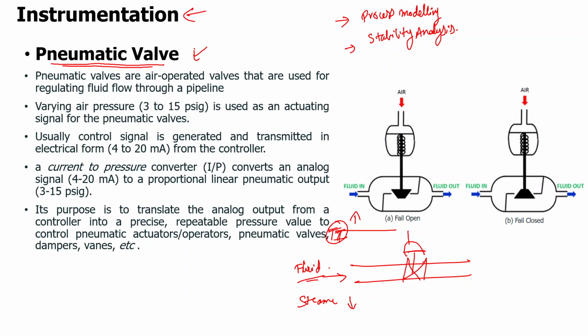In order for the pneumatic valve to function, we provide instrument air to control the output of the valve. Basically, this varying air pressure between 3 to 15 psig, that is pound per square inch gauge pressure, is used as an actuating signal for pneumatic valves.